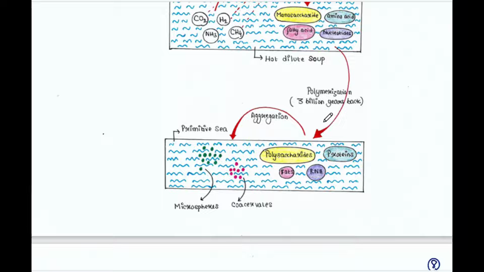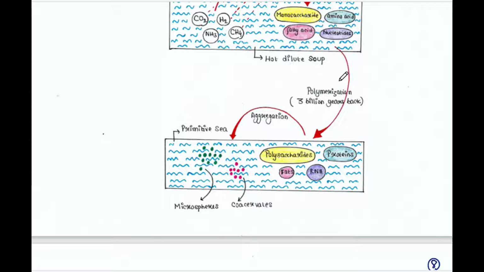Now 3 billion years back in the hot dilute soup, simple organic molecules underwent polymerization and formed complex molecules such as polysaccharides, proteins, fats and RNA. So polysaccharides came from monosaccharides, proteins came from amino acids, fats came from fatty acids, RNA came from nucleotides, like that.